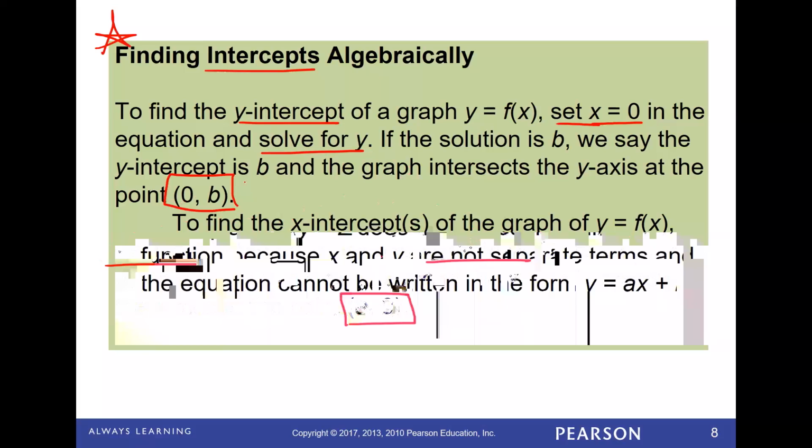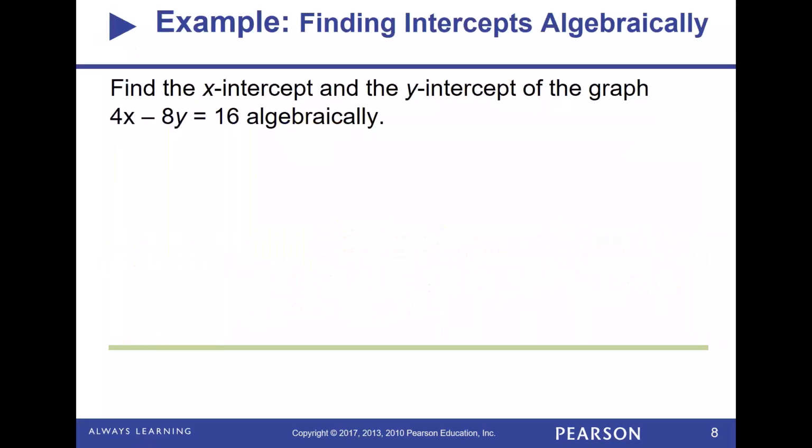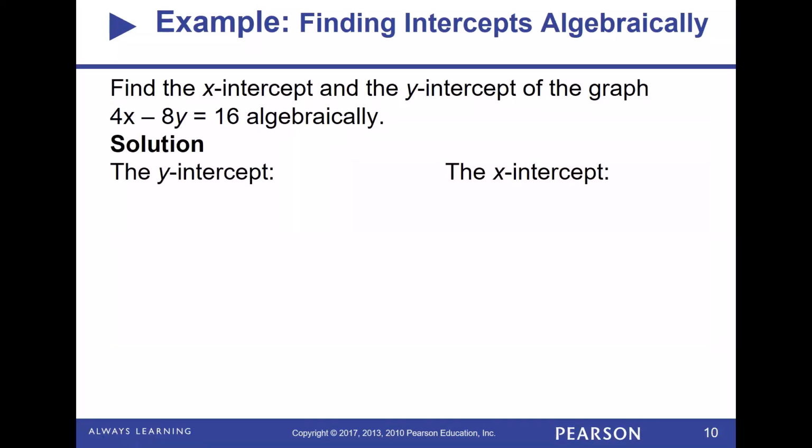So let's actually do that. We're going to find the x-intercept and the y-intercept of the graphs. So I have 4x minus 8y equals 16. And we're going to do this algebraically. We're not going to plug this in the graphing calculator. We're going to actually do it by hand, because learning this by hand right now means that later on we'll still be able to do it by hand when the problems get even harder, because the method is not going to change.